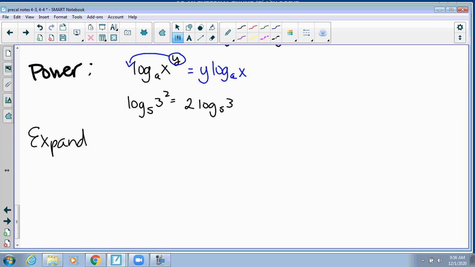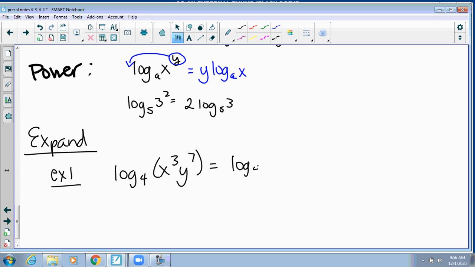So we'll start by expanding. We're going to use multiple properties at once. Add log base 4 of x to the 3rd, y to the 7th. I've got a combination of product and power. So I'm going to go ahead and do the product part first. So log base 4 of x to the 3rd plus log base 4 of y to the 7th. It was a times, so I'm going to switch it to a plus.